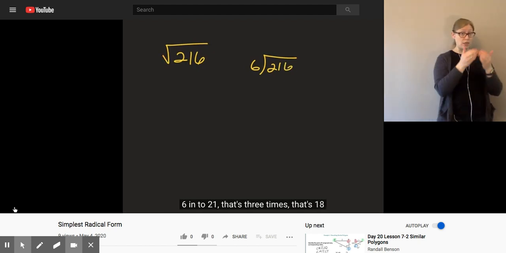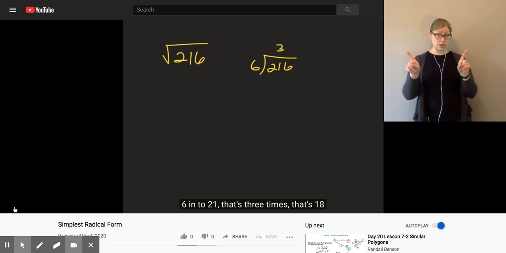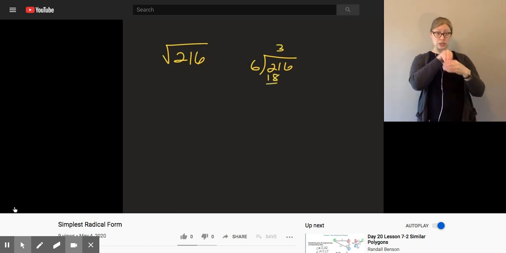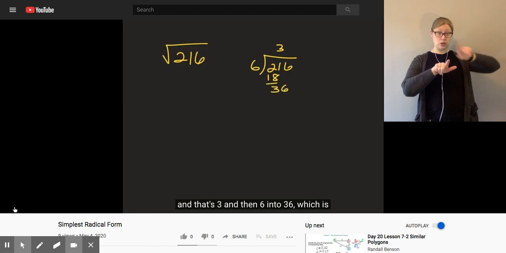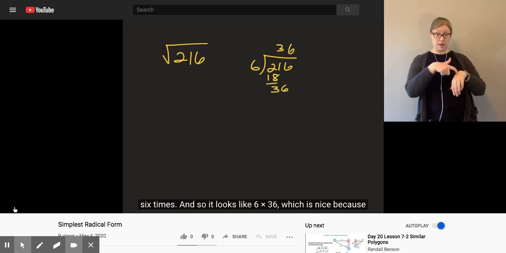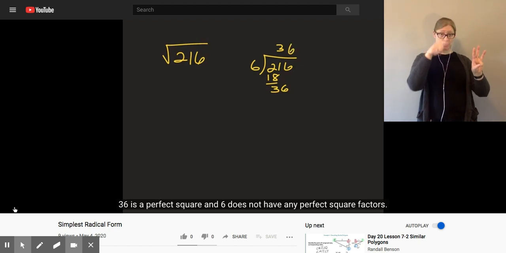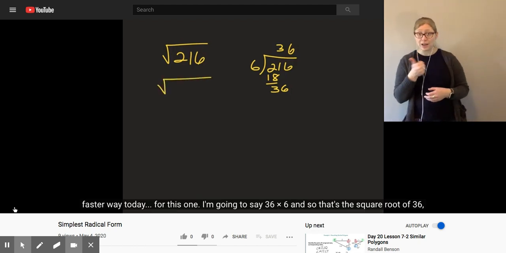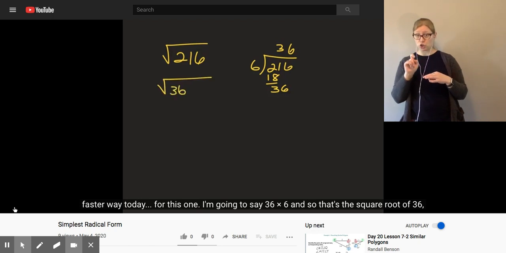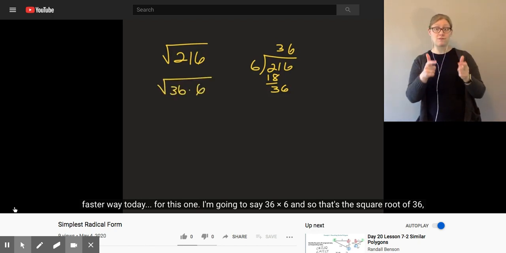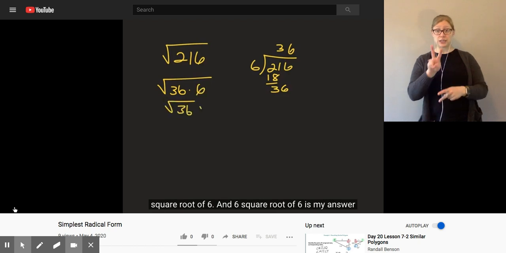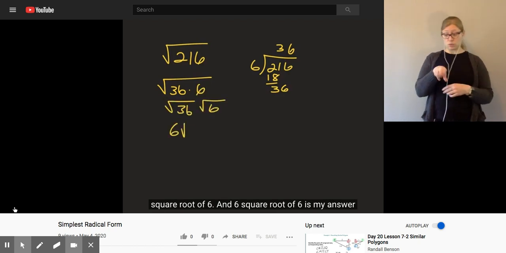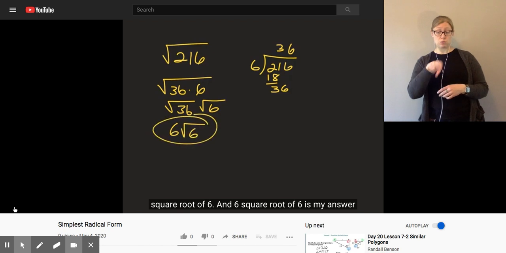So I'm going to have 6 into 21. That's 3 times, that's 18. And that's 3. And then 6 into 36, which is 6 times. And so it looks like 6 times 36, which is nice because 36 is a perfect square. And 6 does not have any perfect square factors. So I'm going to do it the faster way today for this one. I'm going to say 36 times 6. And so that's the square root of 36, square root of 6, and 6 square root of 6 is my answer.